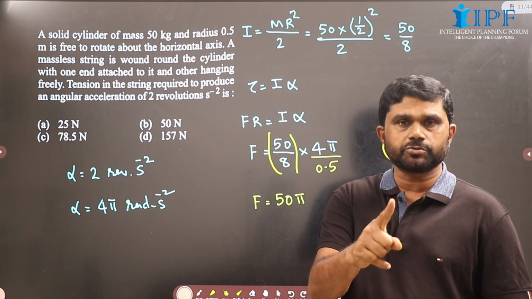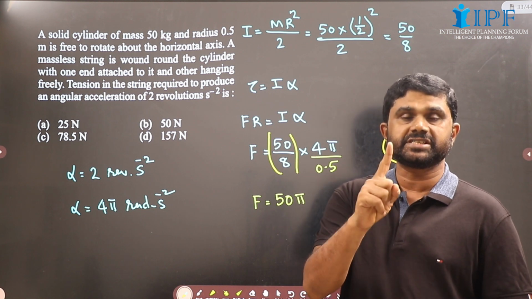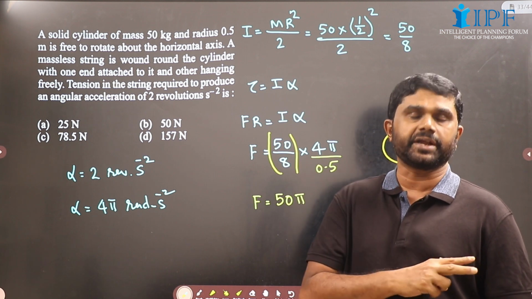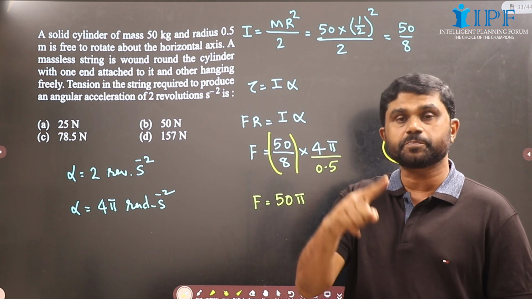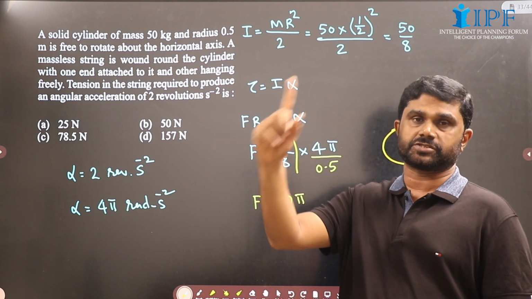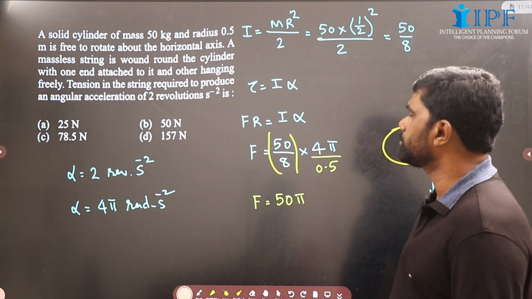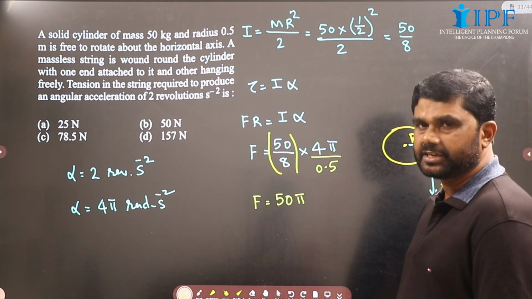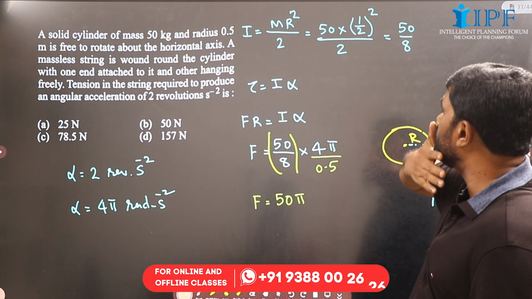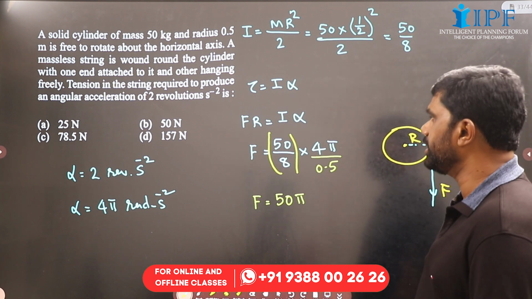In each revolution, the angle described is 2 pi radian. So in 2 revolutions, the angle described will be 2 into 2 pi, means 4 pi radian. So 2 revolutions per second square means 4 pi radians per second square. So we have alpha equals 4 pi radians per second square. As it is a solid cylinder, its moment of inertia is mr square by 2. Mass is 50 kg and radius is half meter, so moment of inertia is 50 by 8.